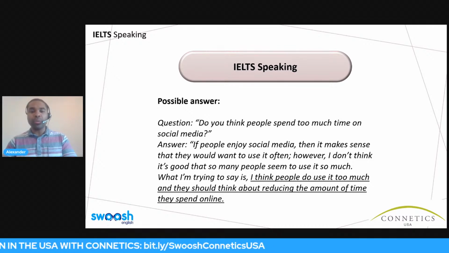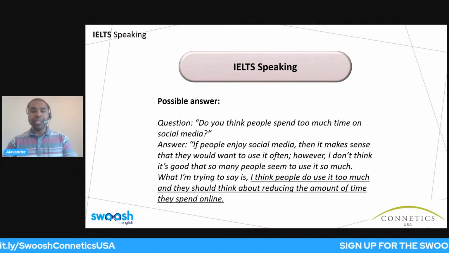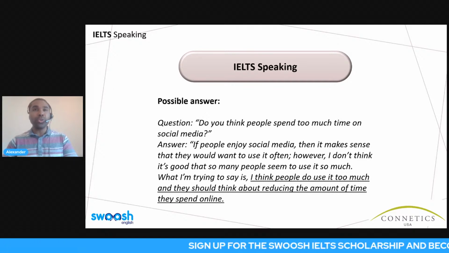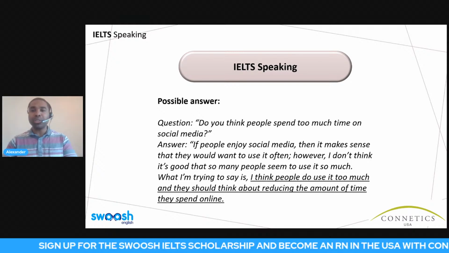So it's one strategy that we can use in the speaking exam, and it's something which is worth practicing in order to improve your fluency and coherence while speaking.